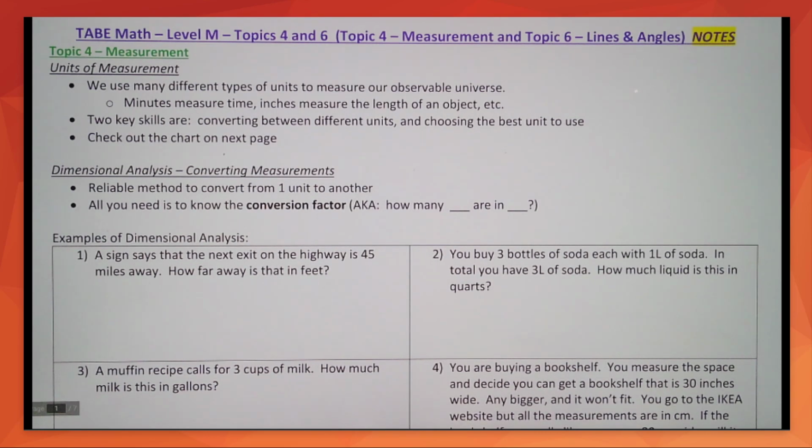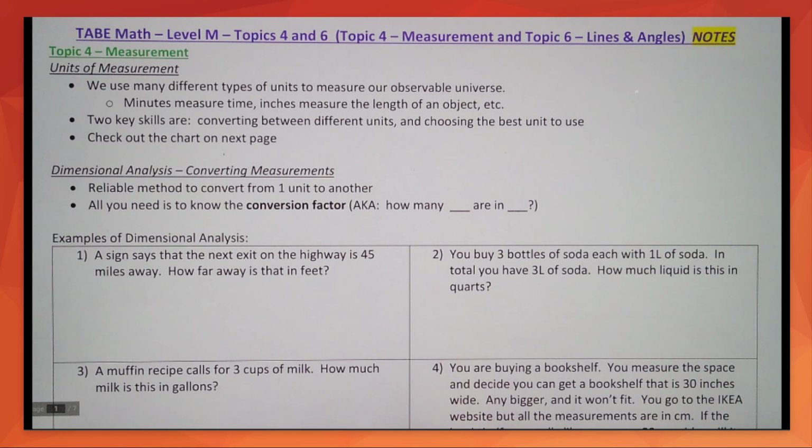Topic 4 is about measurement, and then topic 6, we start to talk a little bit about geometry in terms of things like lines and angles. So let's do topic 4 first. That's going to be about measurement. We use the idea of measurement to measure all of the things that are observable in our universe. So we can measure the length of an object, we can measure its weight, we can measure its volume, which is how much material can fit inside the space of the object.